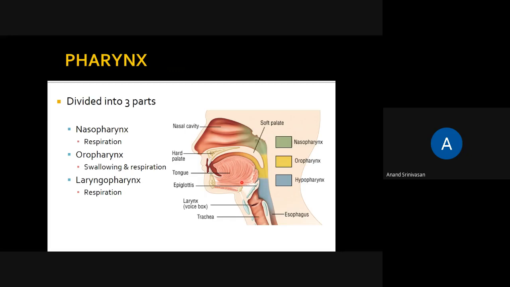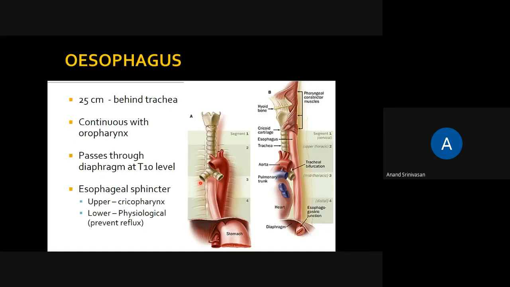Now this one we have already seen, so I am not going to cover much of it. There is the nasopharynx, oropharynx, and hypopharynx, or laryngopharynx. Usually the food comes from the oral cavity into the oropharynx, and then it enters into the esophagus. The food is prevented from entering the laryngopharynx because of the epiglottis. We have seen about this in the respiratory system also.